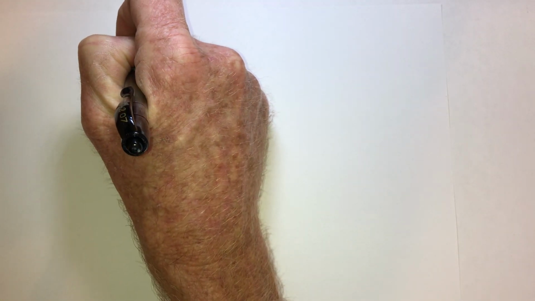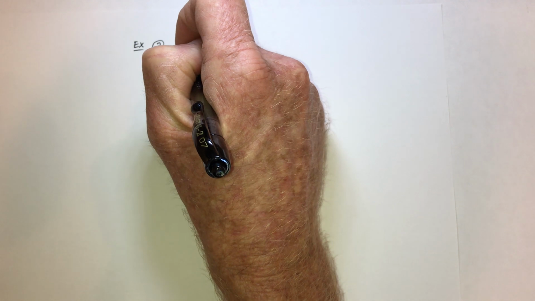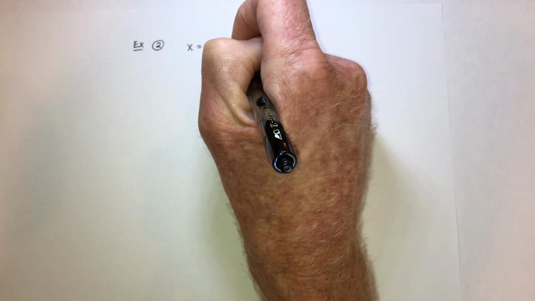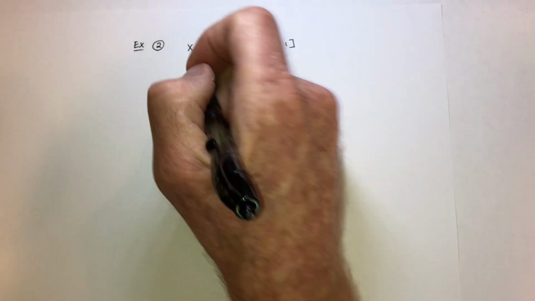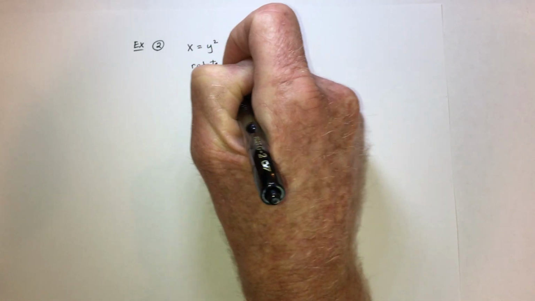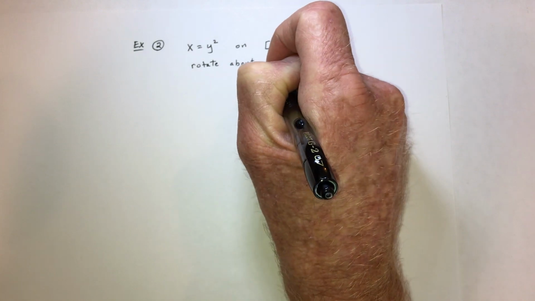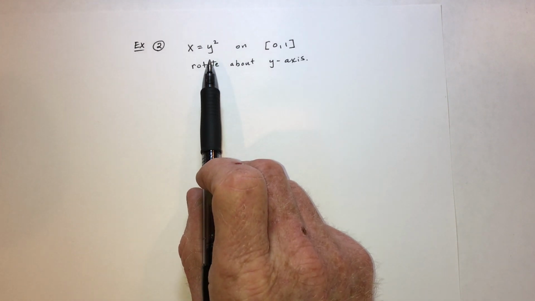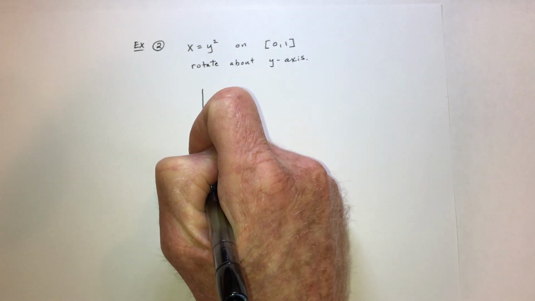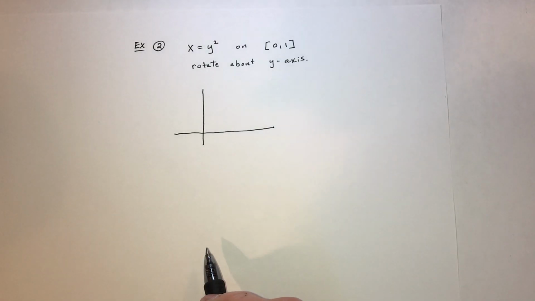Then for one that is a little more interesting, for example 2, how about if it's x equals y squared on the interval from 0 to 1, and then rotate about the y-axis. So this problem right here is switching the role of the x and the y. So x equals y squared.